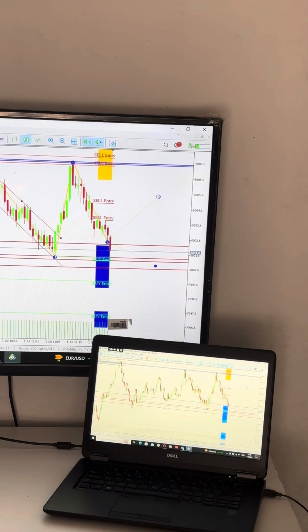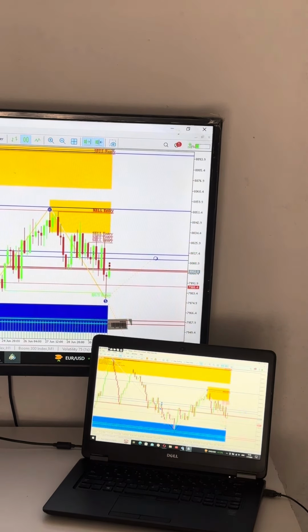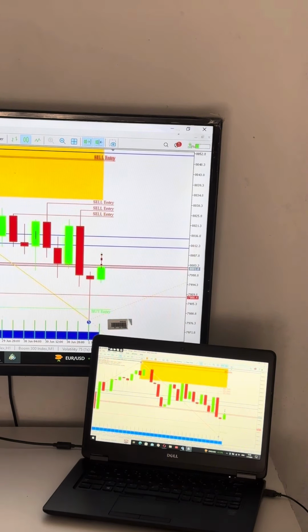So here we are now going to analyze step index together. So first and foremost, like what I said, H4. So this is H4. So I'm going to zoom it so that you can see. Let me delete this. All right. So this is our H4 candlestick. If you check on our H4 candlestick, what happened on the previous candlestick? This is the previous candlestick.